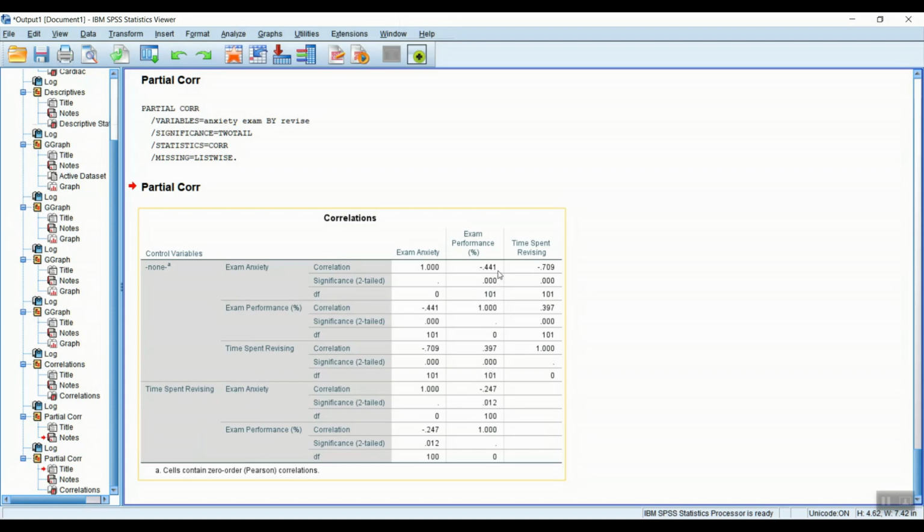So it's dropped quite a bit because of the effect of time spent revising on exam anxiety and exam performance. So there is still an association. It's still statistically significant, but it's much weaker. So what we've done here is we've uncovered some complex relationships between anxiety, time spent revising, and exam performance.